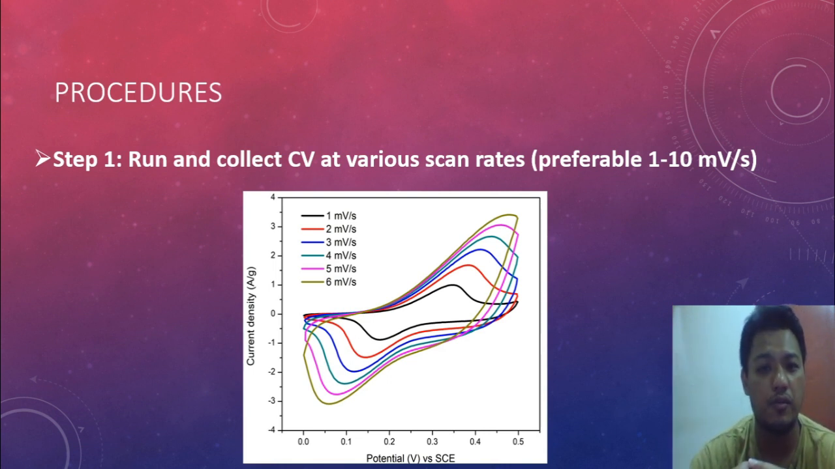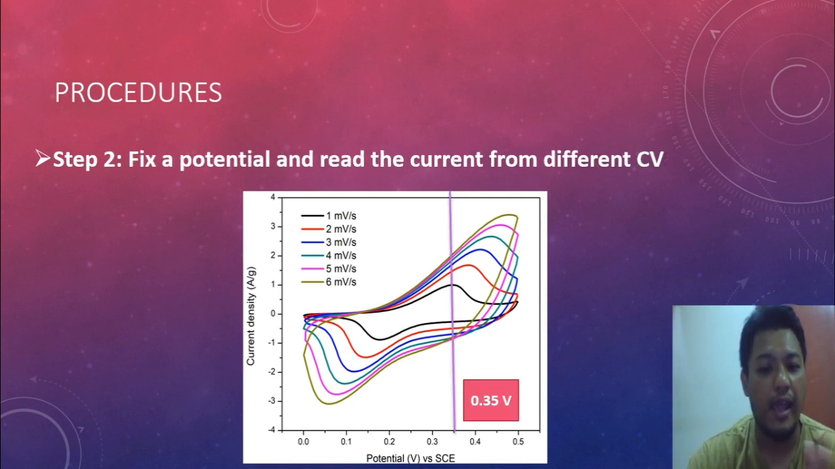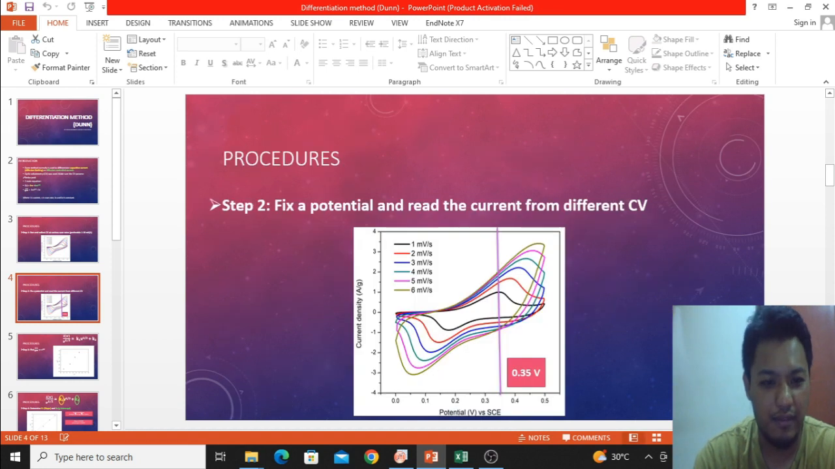It depends on you. For this step, I think a lot of you can get it: read the current response, the current density at which you fix the potential. In this case, I fixed it at 0.37 volt. So a lot of people are asking how to read the current response. So let me show you for this step.